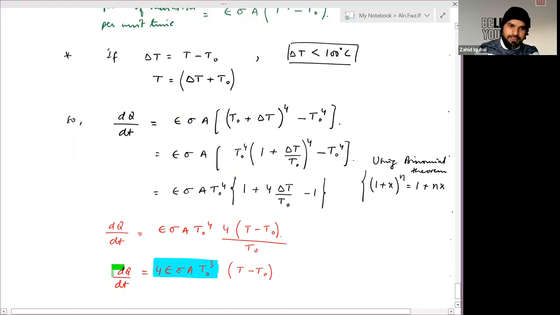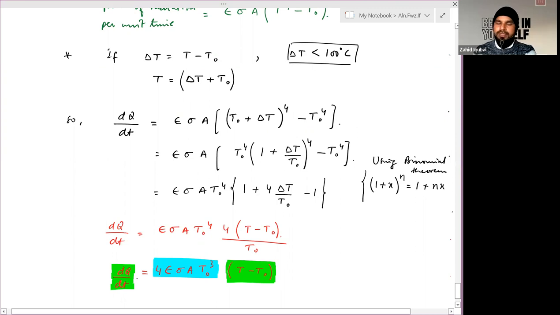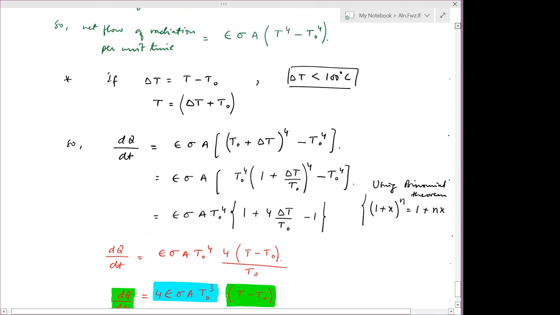So this is dQ by dt, and this is the temperature of body and temperature of surrounding. So from this part, we can say if a hot body is placed in any cold surrounding, then the rate of heat lost by it will be directly proportional to the temperature difference of body and surrounding. So this is called the rate of heat lost, and this is any constant part, and this is the temperature of body and surrounding. Is it clear? Yes, sir. So first, write it down up to this part.